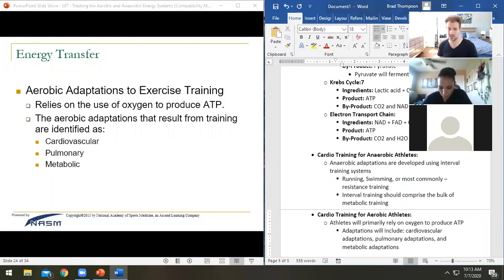So in the cardiovascular system, your heart is going to have an increased stroke volume, which will decrease your heart rate. Your blood vessels will get better at dilating and constricting. In the pulmonary system, your lungs will maybe develop more capillaries around your bronchioles and alveoli. And then metabolically, your body will produce more ATP, with more mitochondria.